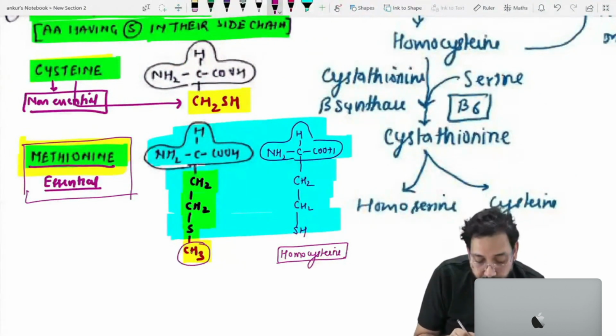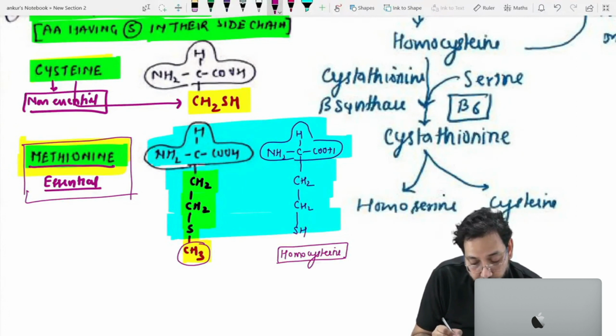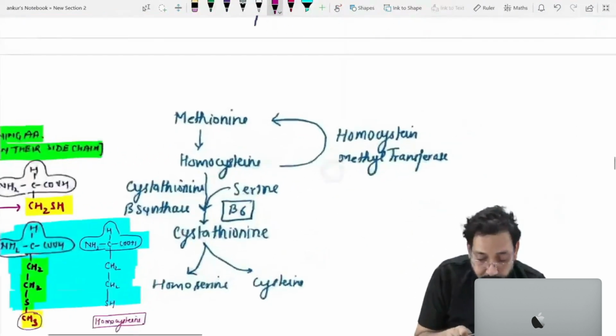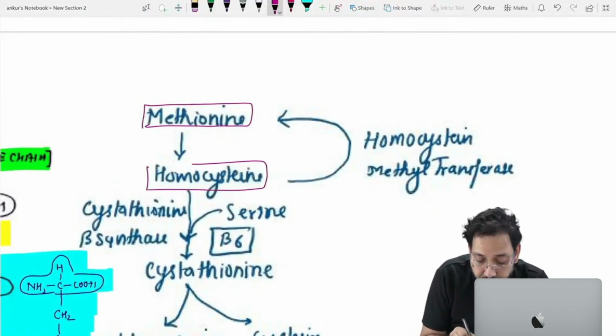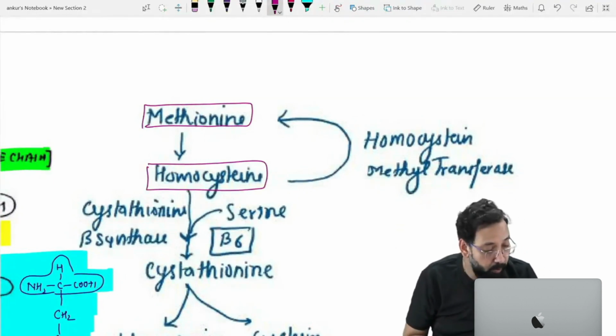If I remove this methyl group, it is converted to homocysteine, or if I join a methyl group to homocysteine, it will become methionine. So yes, methionine is normally converted to homocysteine in our body.